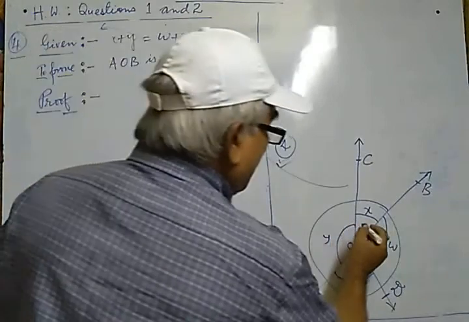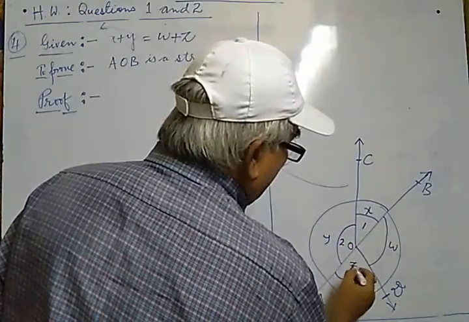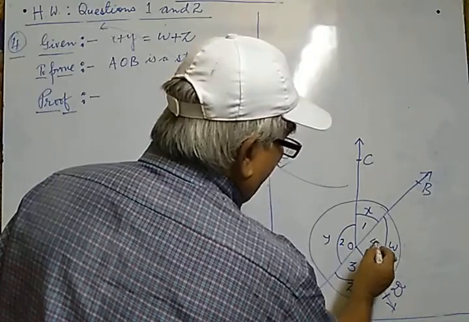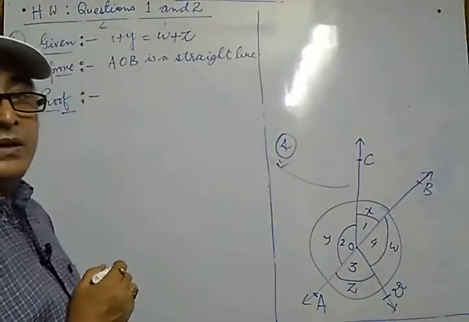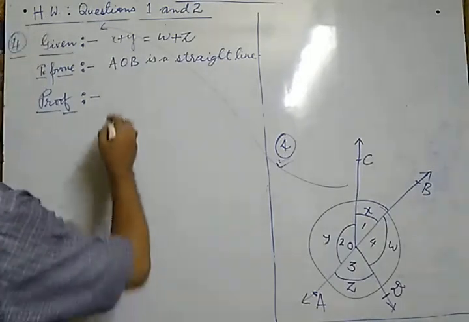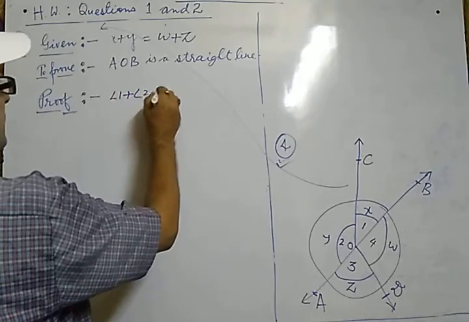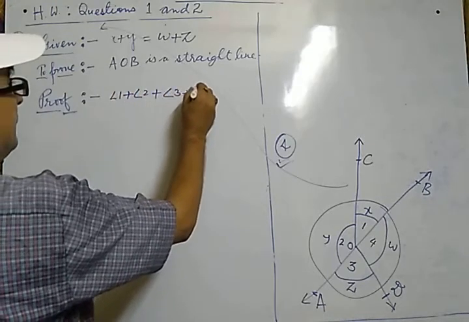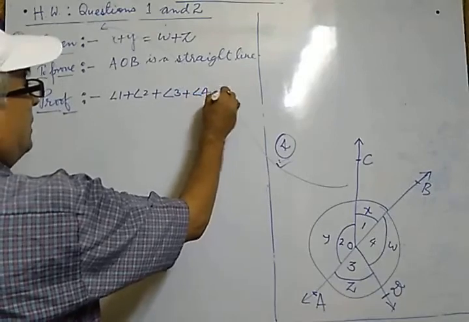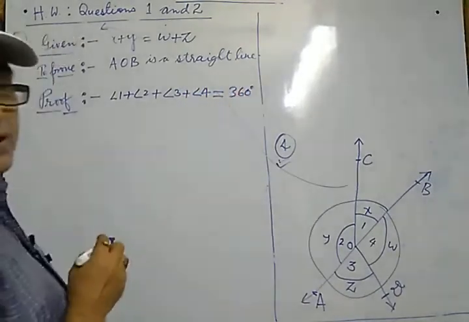Suppose this one is angle 1, this one is angle 2, this one is angle 3, this one is angle 4. 4 different angles are here. So if we add angle 1 plus angle 2 plus angle 3 plus angle 4, the total will be equal to 360 degrees. And what reason is there?